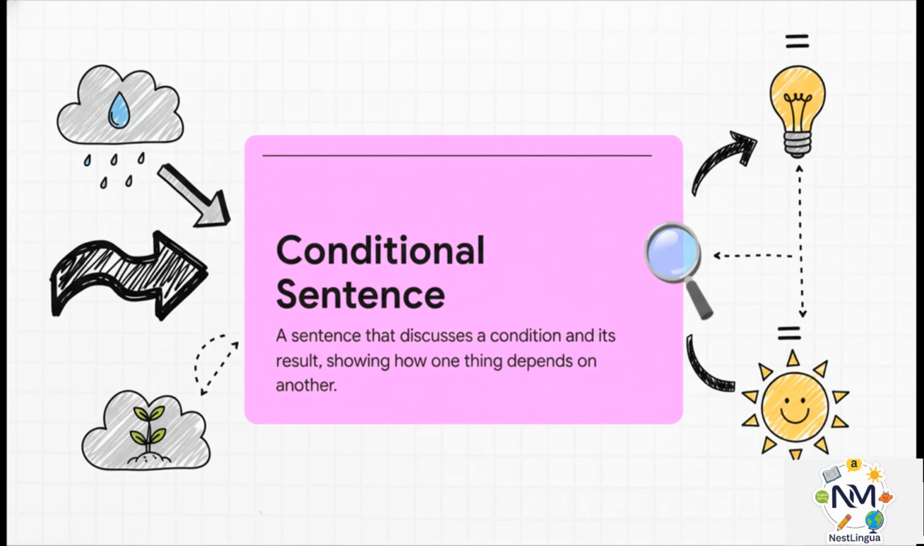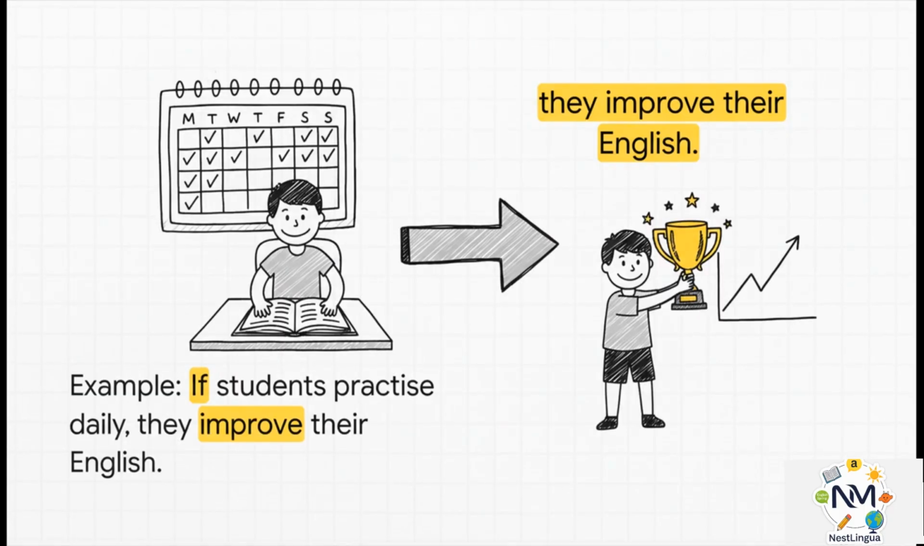So, at its core, a conditional sentence is really just about cause and effect. A good way to think about it is like a line of dominoes. One thing happens, that's our condition, and it directly causes something else to happen, and that's the result. Simple as that. Just look at this example right here. The condition, our first domino, is if students practice daily. So what happens when that condition is met? Well, the result is they improve their English. You see, it's a really clear, direct connection.